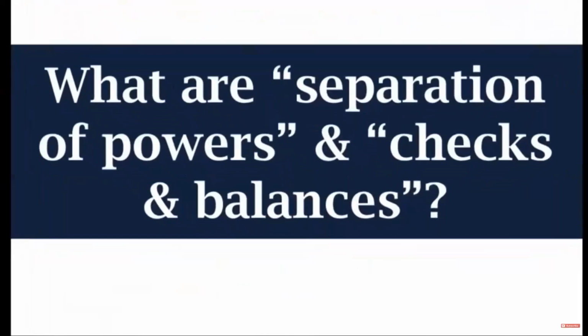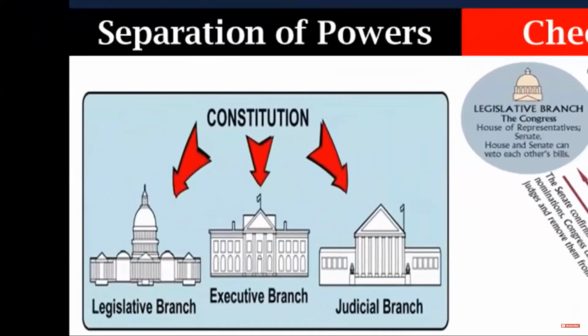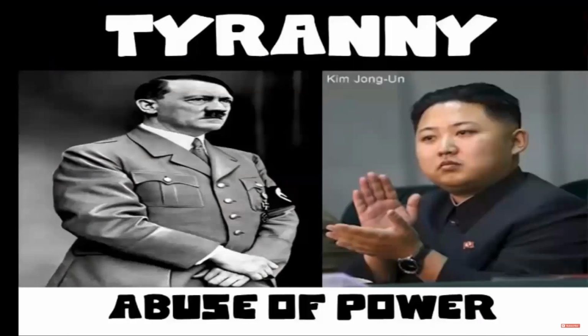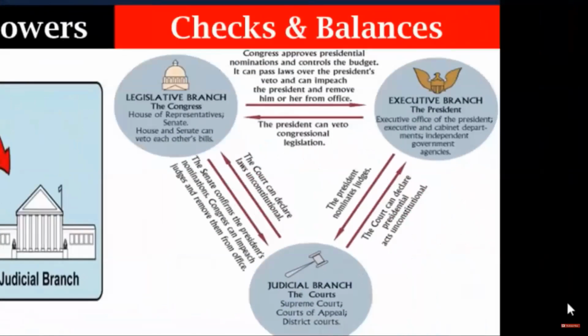What are separations of powers and checks and balances? Well, we already talked about separation of powers with Montesquieu. Remember, a central theme in this course is making sure that no part of the government has too much power. Too much power can lead to abuse of power or tyranny. Tyranny, a tyrant, this is a word that's likely to pop up on your test. And this fear of power is also the idea behind checks and balances, which was a way for the three branches to stop each other if they felt the other branch was doing something wrong.